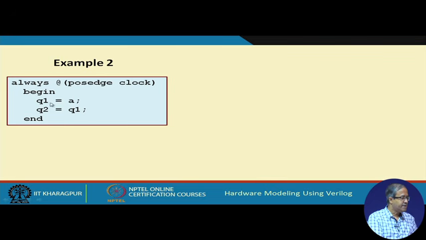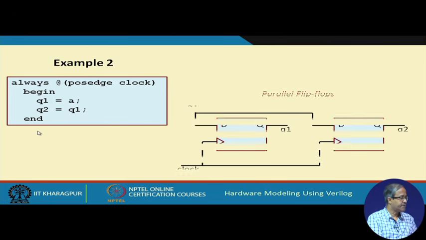What is this saying? That you first assign A to Q1, then assign Q1 to Q2, right. So, in terms of the hardware, if you give it to the synthesis tool, what will the synthesis tool generate? You see, A is assigned to Q1. Just think, a flip flop, A will be assigned to Q1. So, whenever the positive edge of the clock comes, A will be assigned to Q1, it will be stored in the D flip flop.